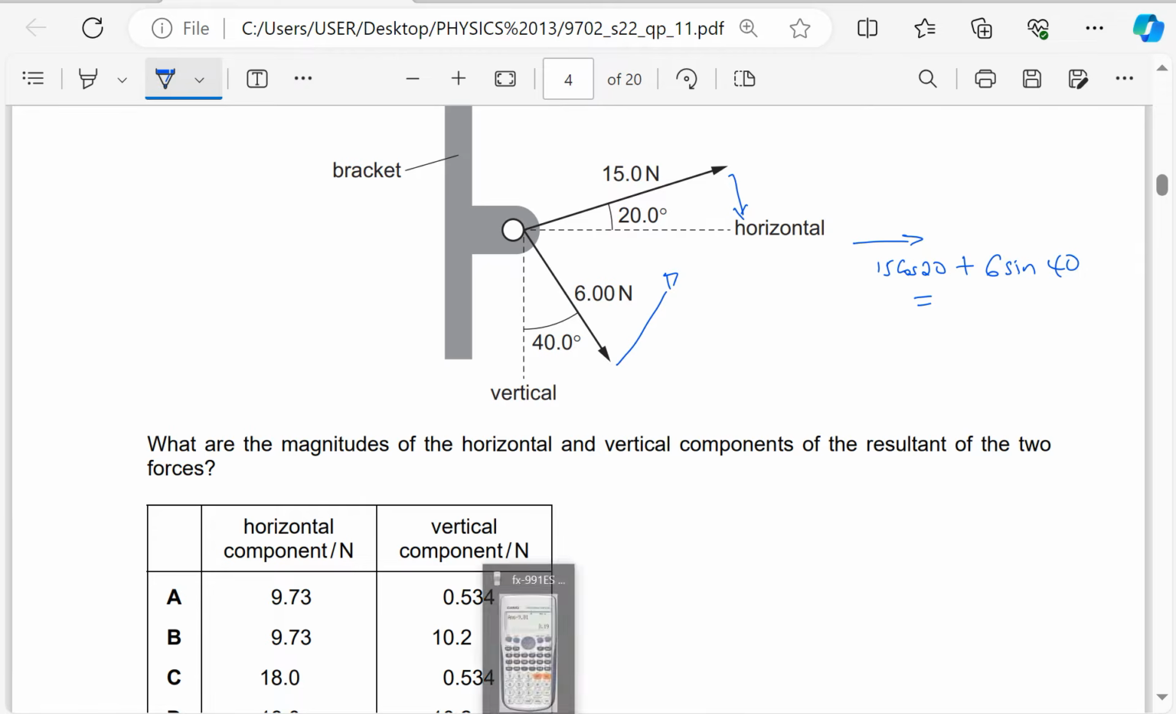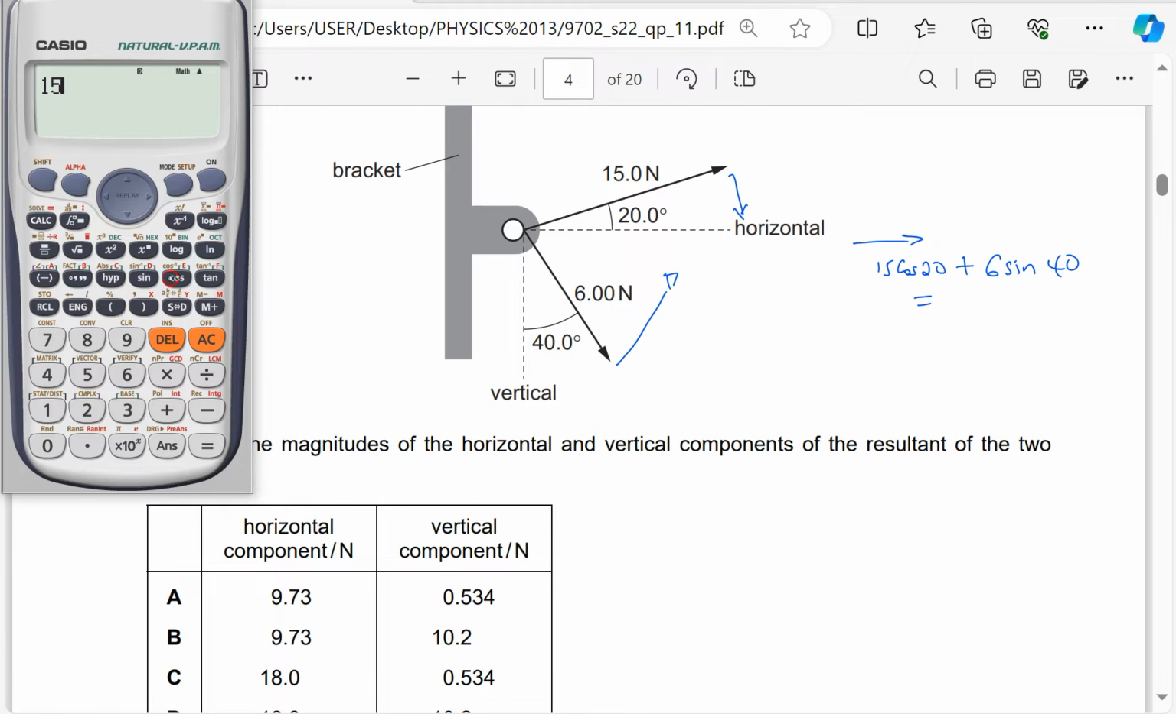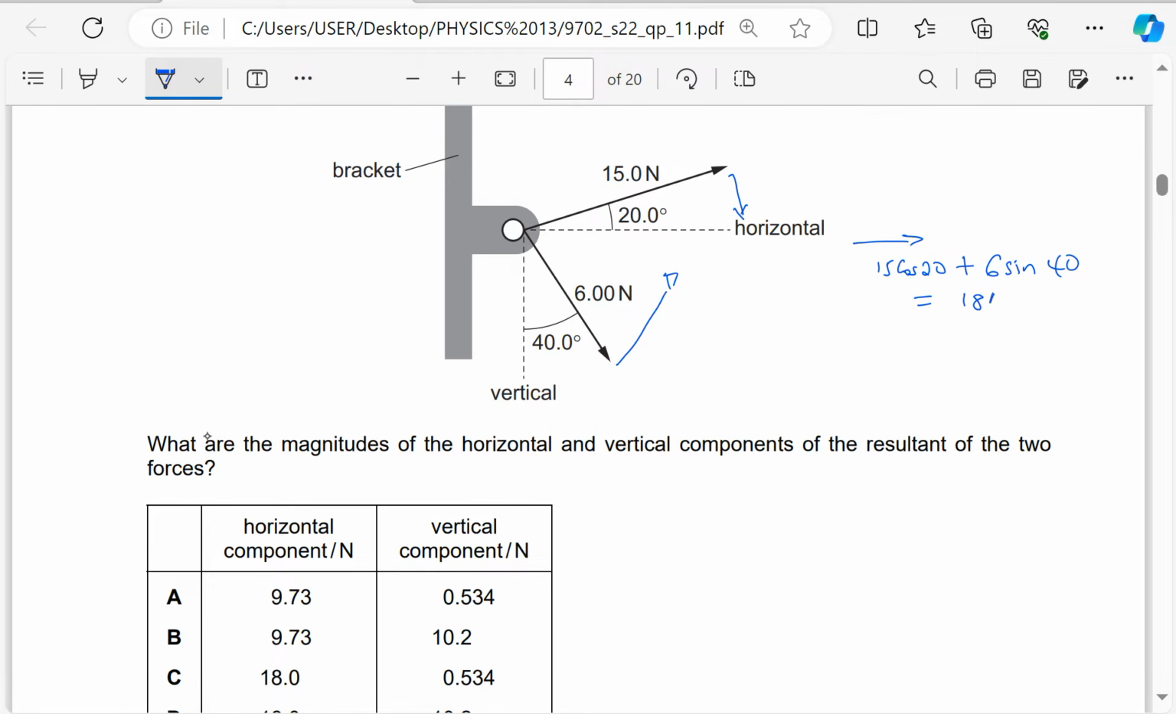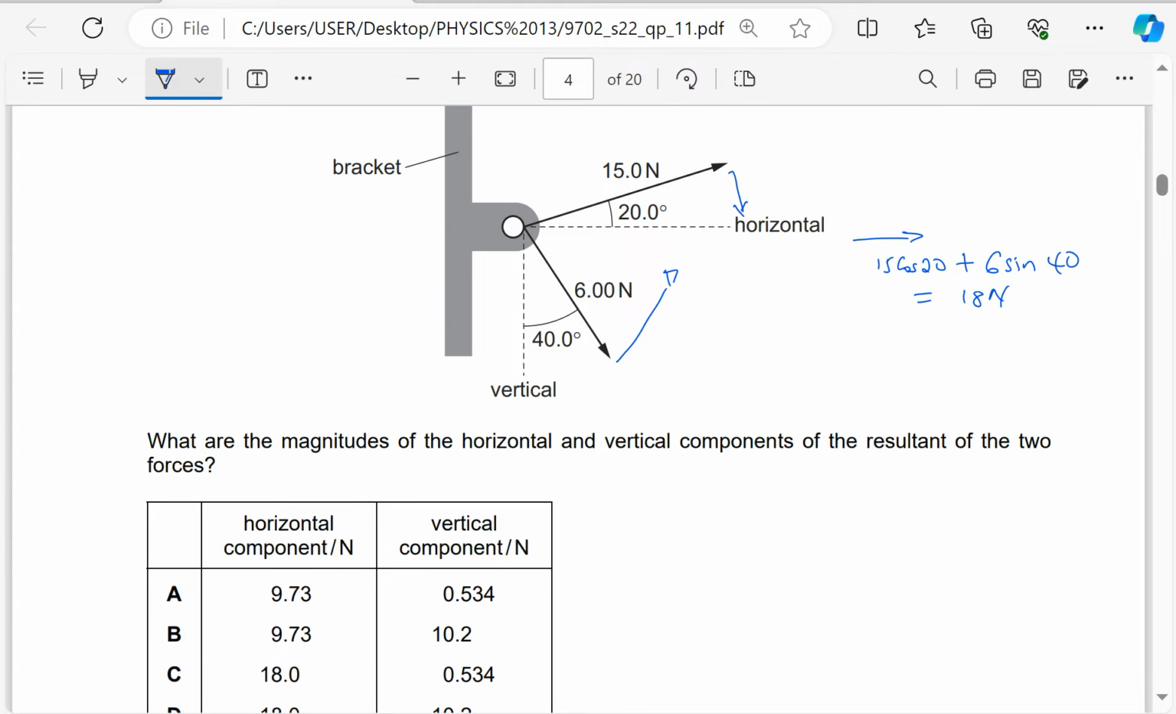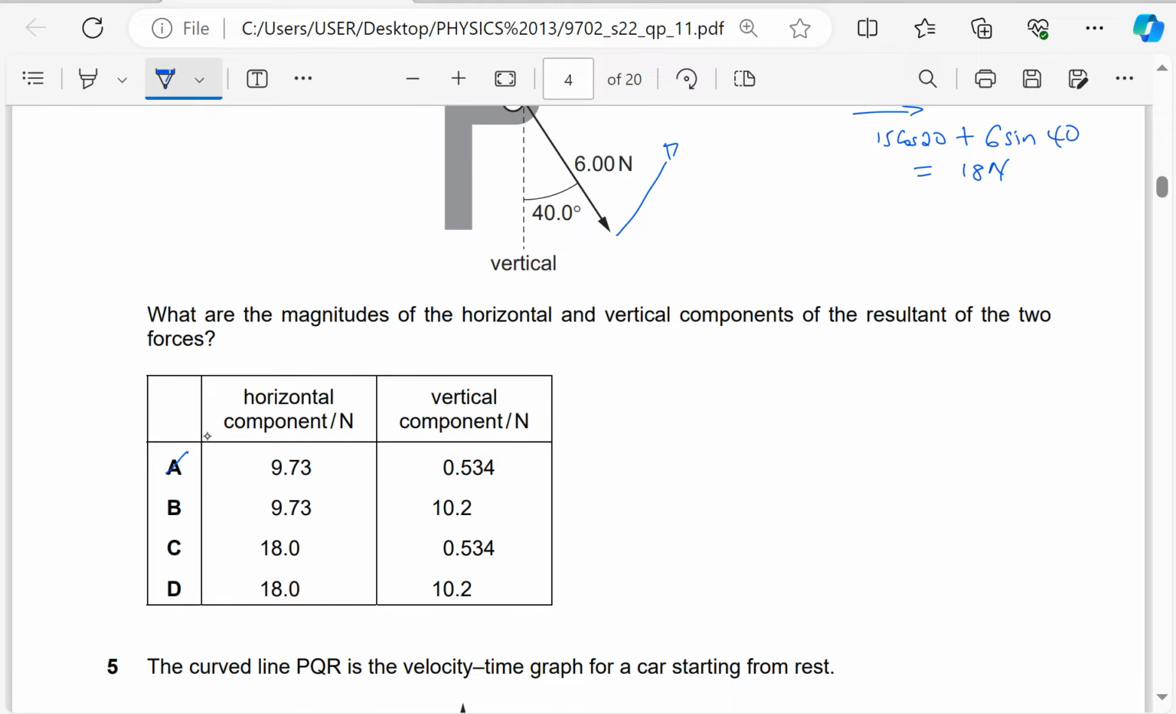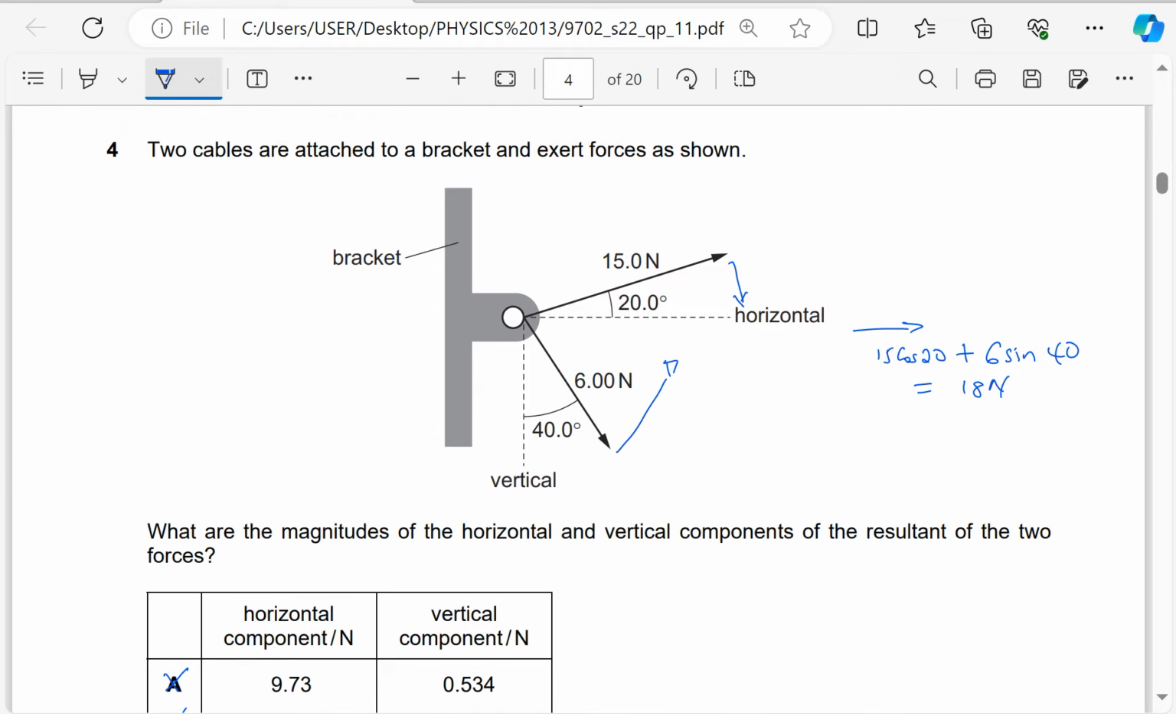And when I check with my calculator, I have 15 cos of 20 plus 6 sine of 40. That is 17.95 or approximately 18 newtons to the right hand side. So it means I have to choose from C and D. Then in the vertical, 15 will point upwards, and 6 will point vertically downwards. So I have to subtract them.